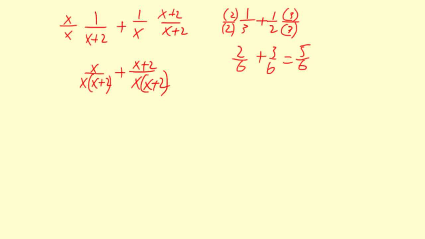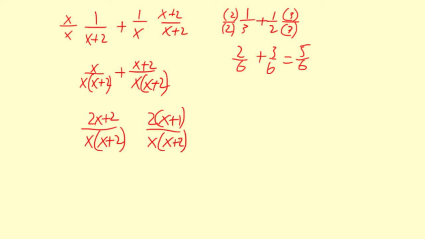So now we're going to add the fractions. Remember, you add the numerators and keep the denominator the same. So x plus x plus 2 is 2x plus 2, divided by x times x plus 2. Now you need to try to simplify. Notice that there's a 2 in common with the numerator, so I'm going to factor that out. 2 times x plus 1 divided by x times x plus 2. There are no common factors here, so it can't be simplified.